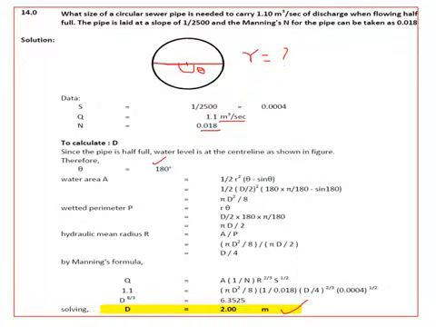So now the only thing is the formulas: the water area is half r square into theta minus sin theta, and the wetted perimeter is r into theta. So these two equations have to be used to solve the problems.